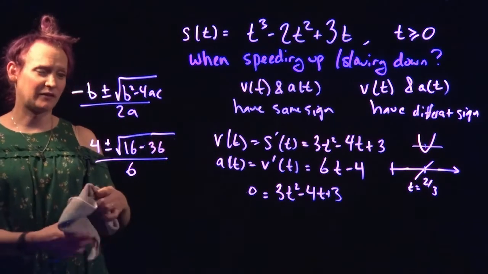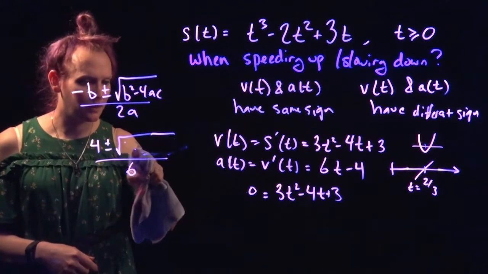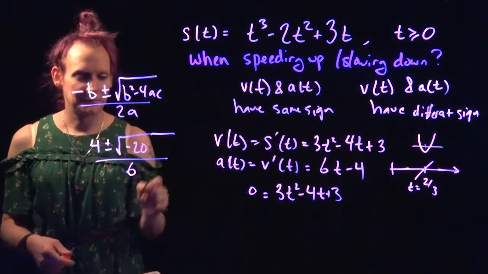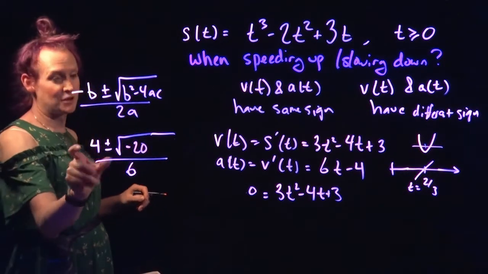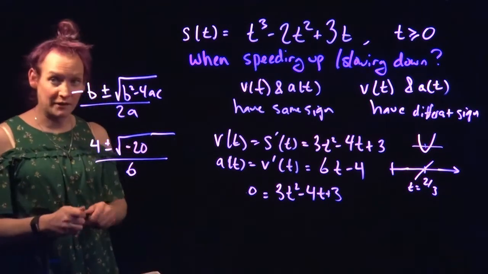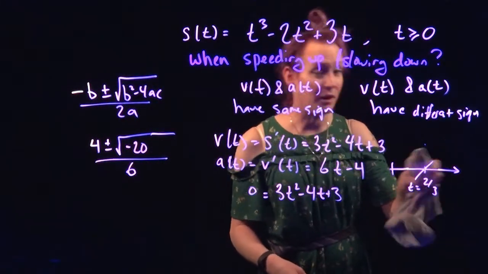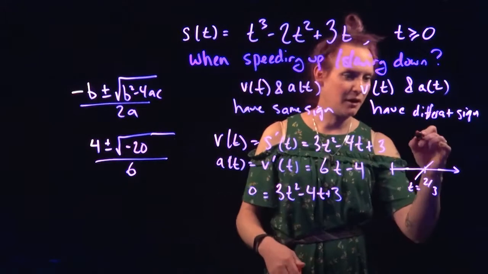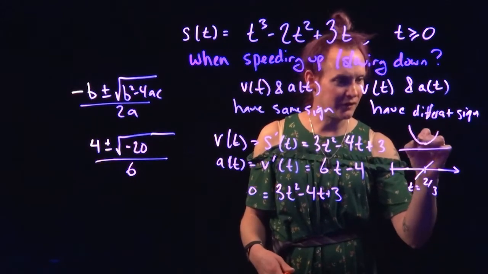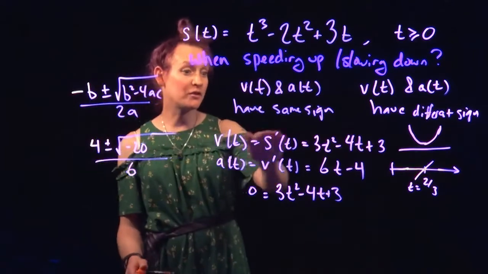16 minus 36 is negative 20, which means that we have a complex conjugate pair of imaginary or complex numbers here, which means that the drawing that I made on my plot over here is slightly incorrect. I do have a parabola, my friends. Its vertex is still right above 2/3, but it never crosses the horizontal axis. So this particle is always moving forwards.